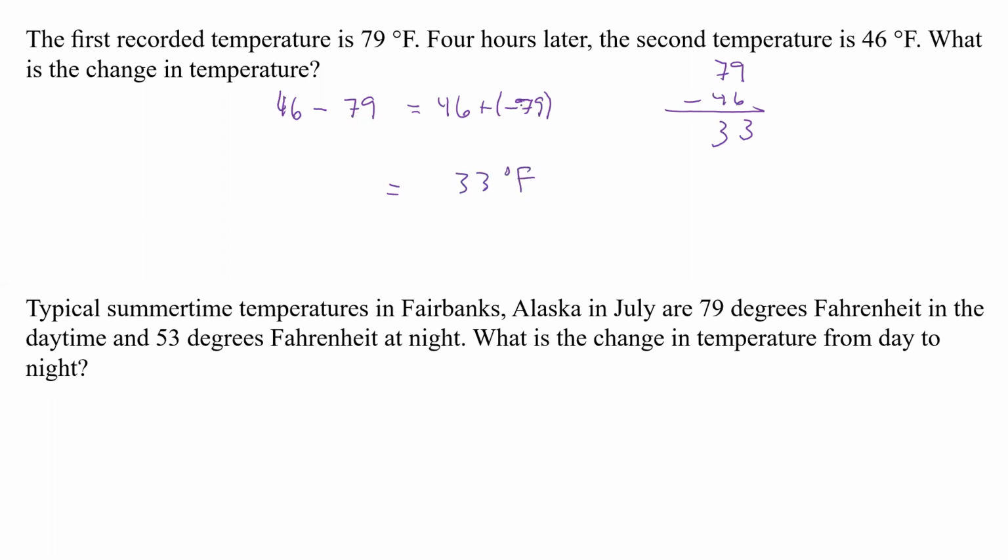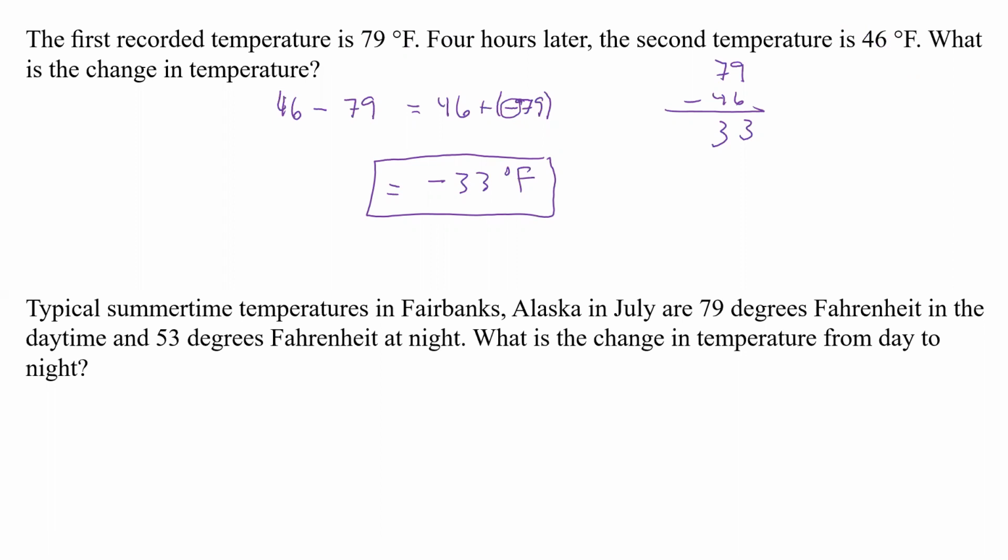But what is our sign? Our sign is negative. And that makes sense. It's saying we drop 33 degrees Fahrenheit. Well, from 79, did we drop 33? Yeah, we dropped 33 to get to 46. So that makes sense. Now, if we had gone up and maybe this was 96, then we would expect this to be a positive number.